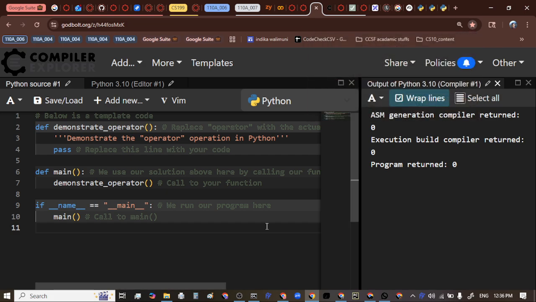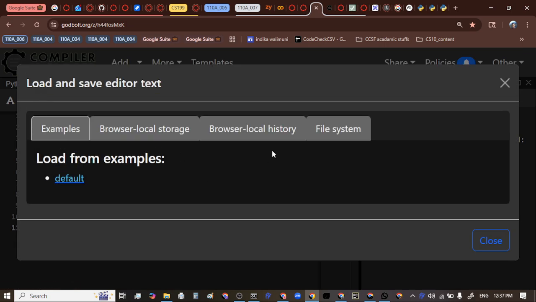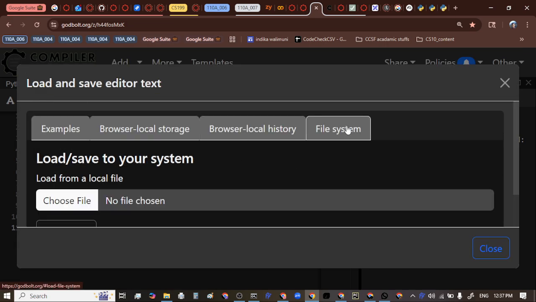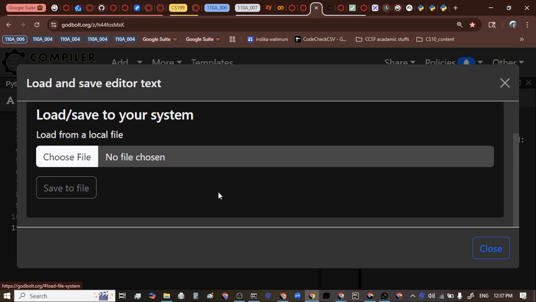And if you want to download this code, click right here, and then File System, and then Load and Save. So click on Save to file. That's it. That's how you save code.